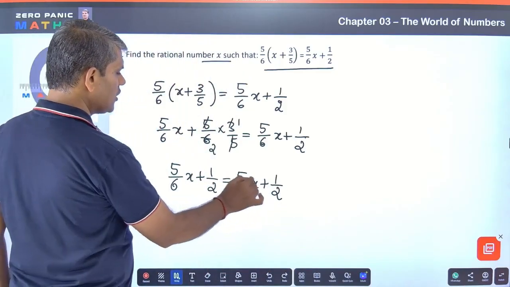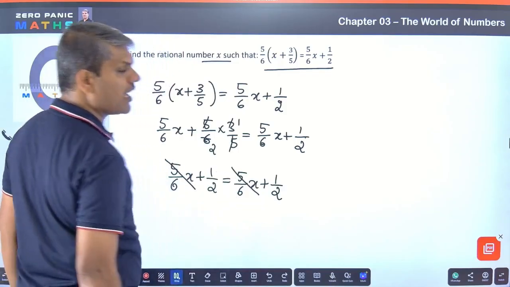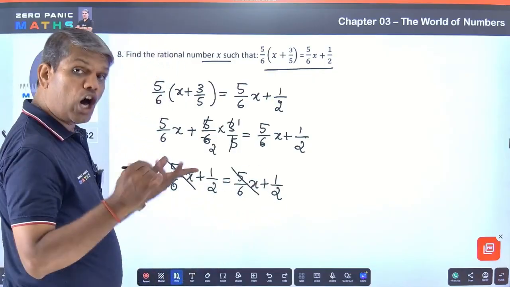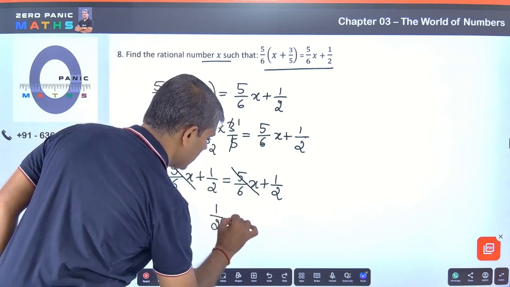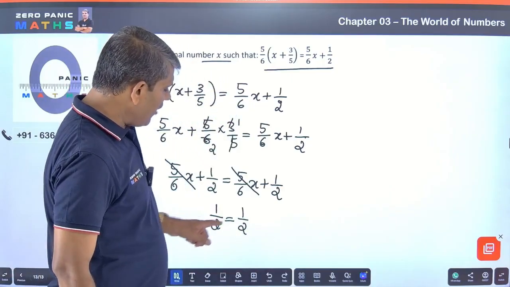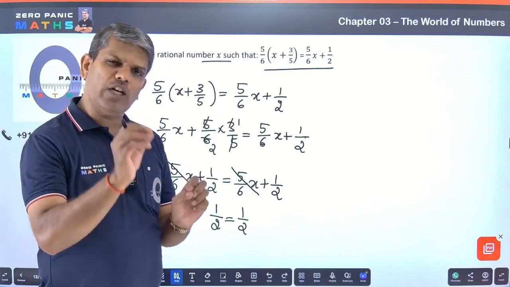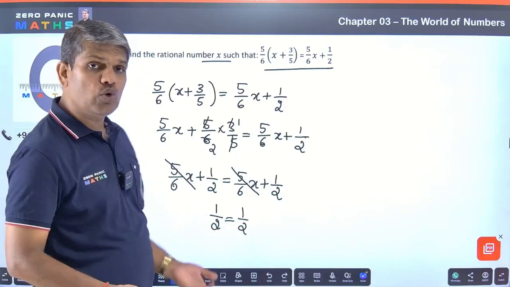So if you see the two equal quantities, 5 by 6 x and 5 by 6 x can also be cancelled, and 1 by 2, 1 by 2 can also be cancelled, or otherwise if you want to keep the constants, you can take that as two equivalent values. So it is half is equal to half. Half is equal to half is one numerical value equal to the exact numerical value of the similar kind. So it is a universal truth.